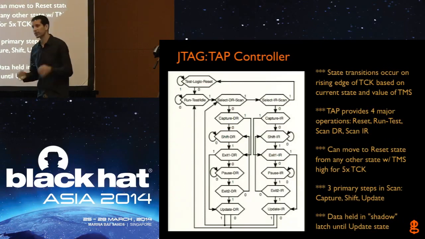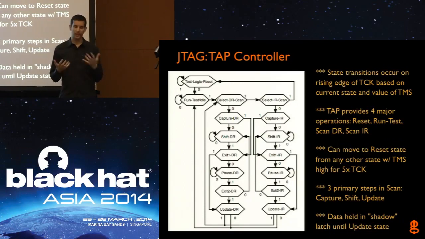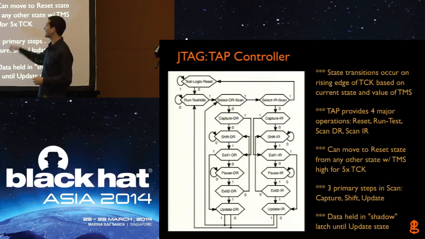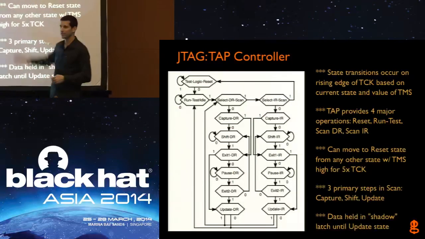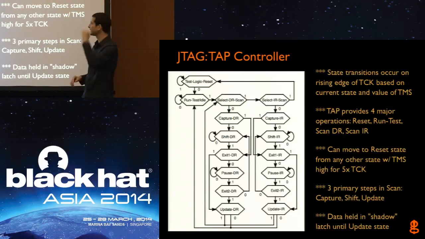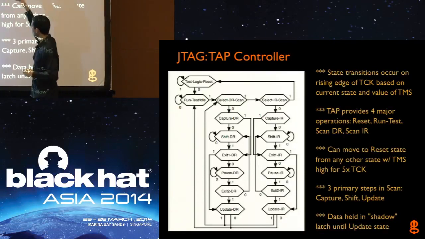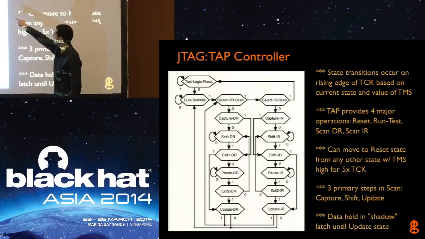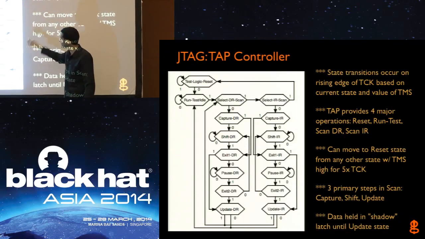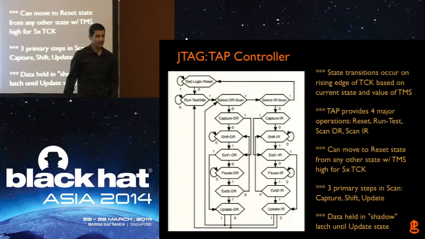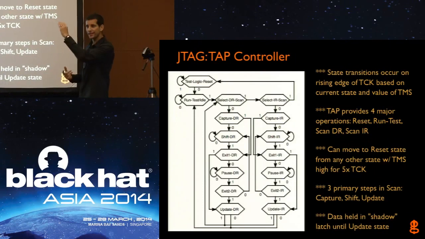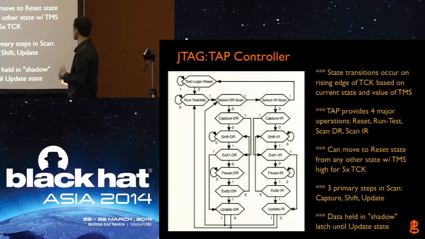So since we're not sure of the state of the JTAG port on the target, we always need to do a reset and get back to the test logic reset state. And you can do that by holding TMS high for 5 clock cycles. If you follow where the high bit goes, you always get back to the beginning. So we're always able to reset first and then continue with our operations.